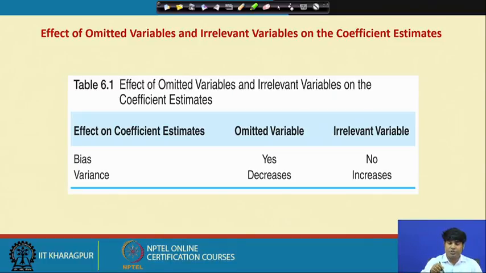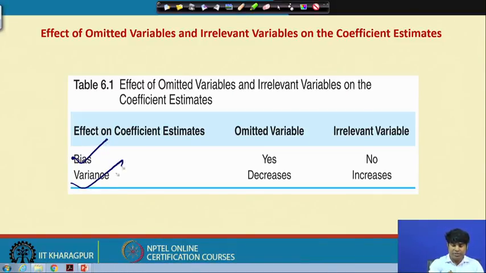So there are two issues here. The first issue is the bias and the variance. When there are omitted variables, bias will obviously be there. In that case, a few important variables are omitted, so bias will definitely be in the system, and variance will be decreased. So ultimately both inference and the modeling process will get affected, and as a result you may not use this model for the decision making process.